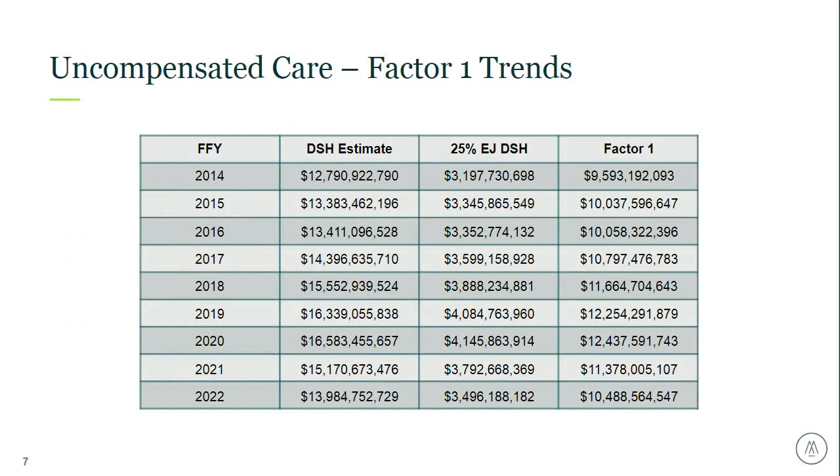So here's a view of Factor 1 from a trending standpoint since 2014. Factor 1 was increasing at an average of 4.6% through 2020 before falling dramatically in 2021, an 8.5% decrease. And now in 2022, a 7% decrease.